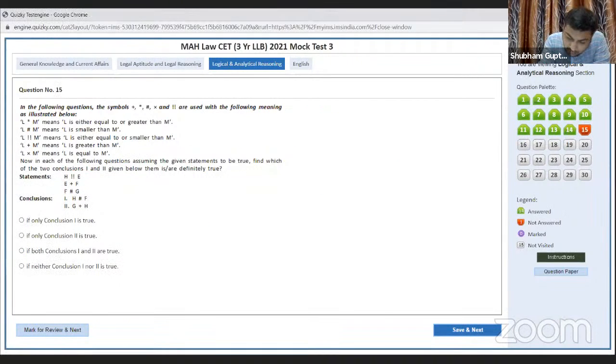Now if I look at this question again, the second one. I have E, H something, this E. So H is either equal to or smaller than E. Now I have E plus F: E is greater than F. And last is F hash G: F is smaller than G.